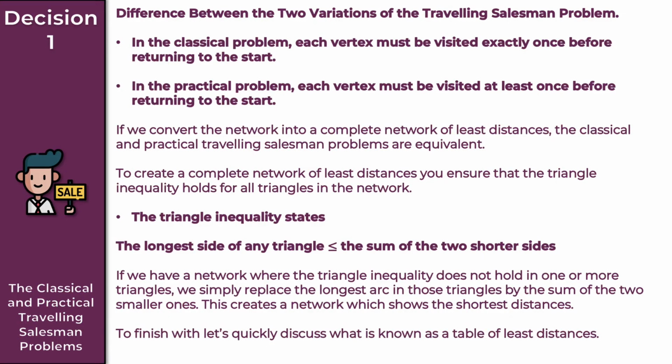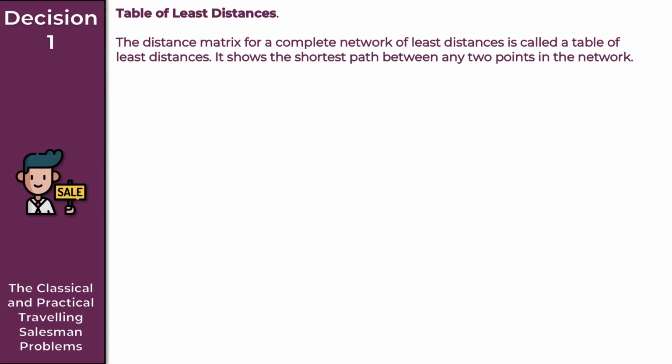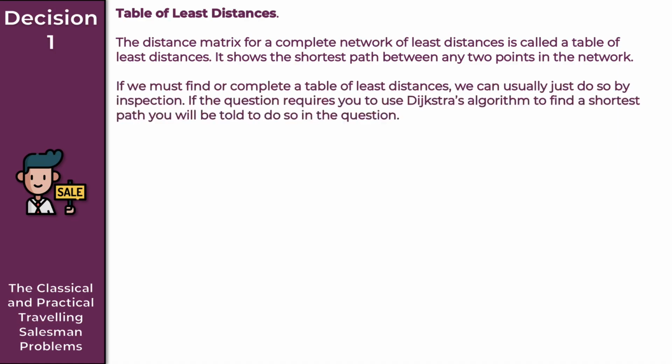So to finish with then, let's just quickly discuss here what is known as a table of least distances. Now, the distance matrix for a complete network of least distances is what we call a table of least distances, right? It's not a particularly creative name, but there you go. And it shows the shortest path between any 2 points in the network. Now, if we must find or complete a table of least distances, we can usually just do so by inspection.